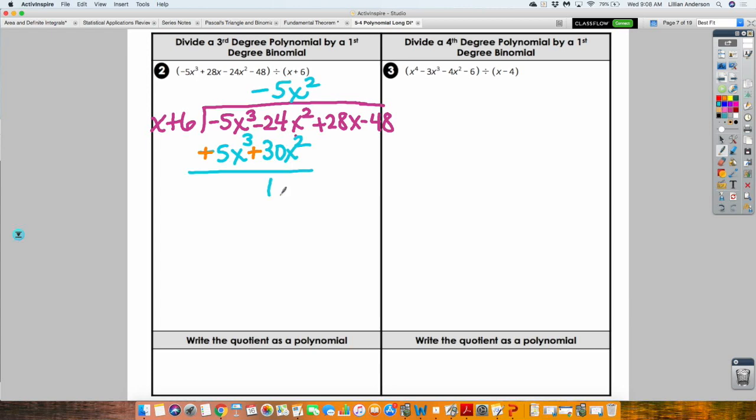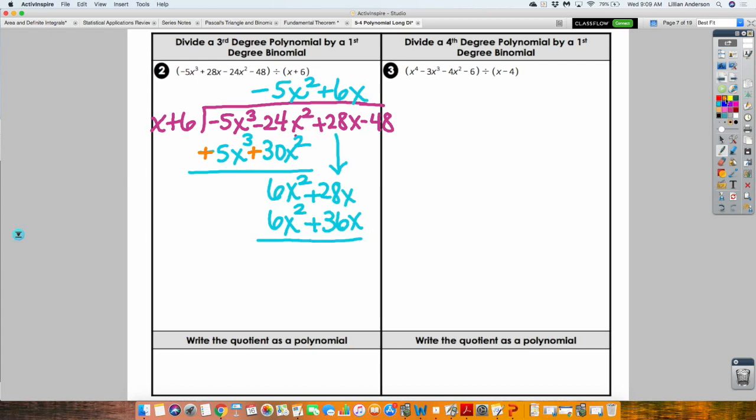And then what's negative 24x squared plus 30x squared? 6x squared. Then we bring down the 28x. And we repeat the process. X times what gives me 6x squared? So this becomes a plus 6x. And now I take 6x and do what with it? Multiply by the divisor. 6x times x, 6x squared. 6x times 6, same thing, plus 36x.